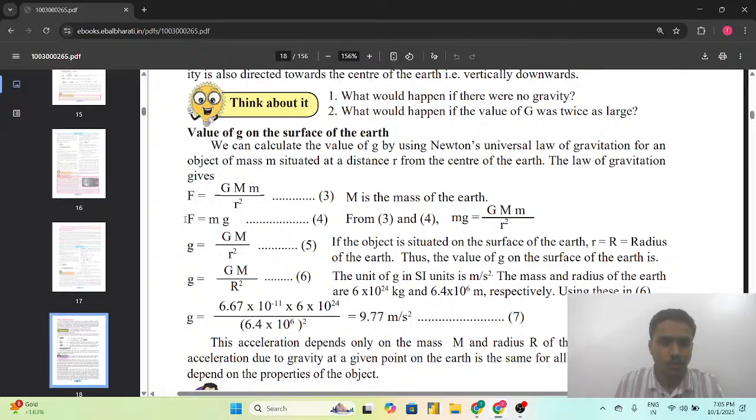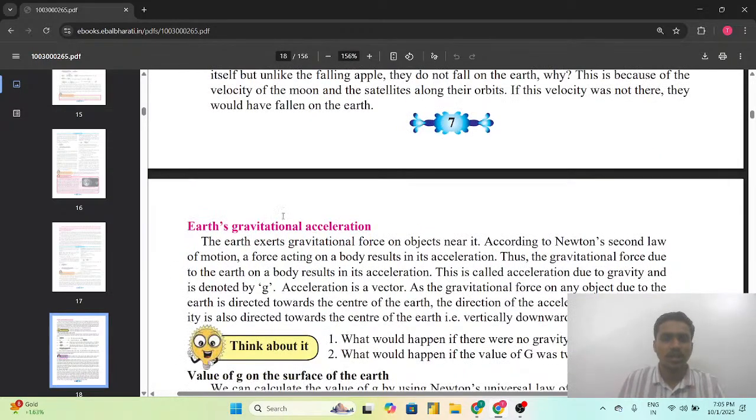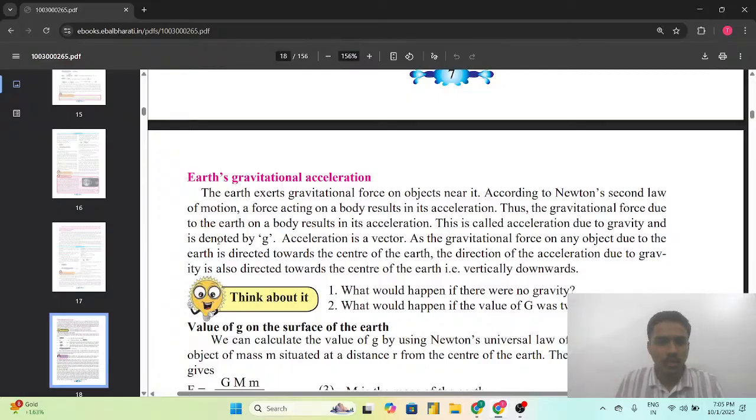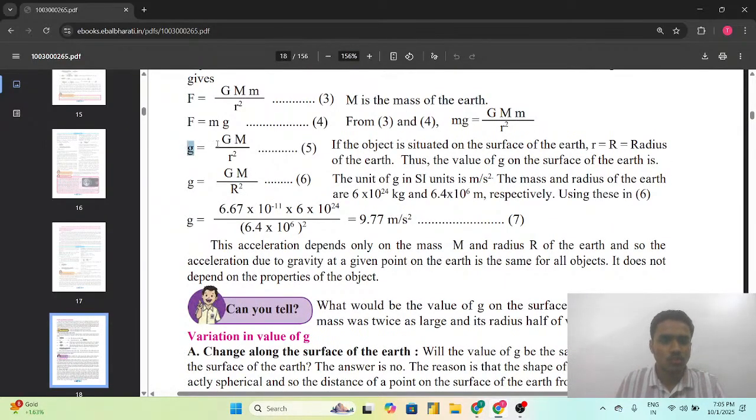So we are putting all the values, that is F is equal to G M m upon r square, and according to Newton's second law of motion, we have the equation F is equal to ma, but here a is the acceleration due to gravity. So we are taking g, as we have seen that the acceleration due to gravity is denoted by small g. So substituting, from equations 3 and 4, we get mg is equal to G M m upon r square. And here small m will get cancelled and g is equal to GM upon r square.